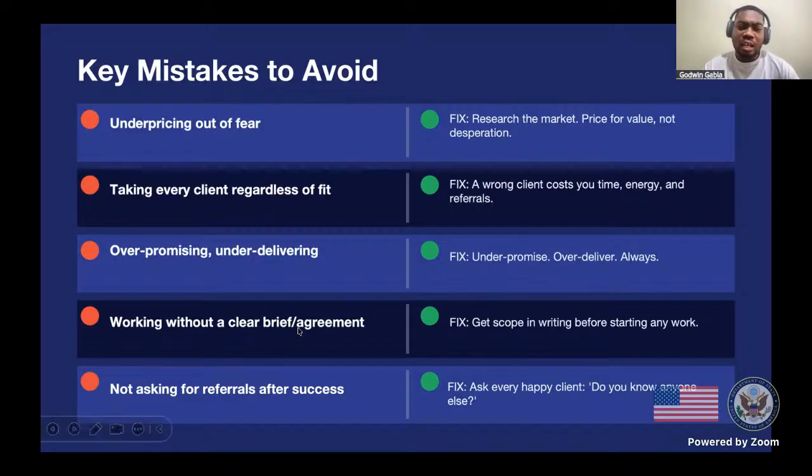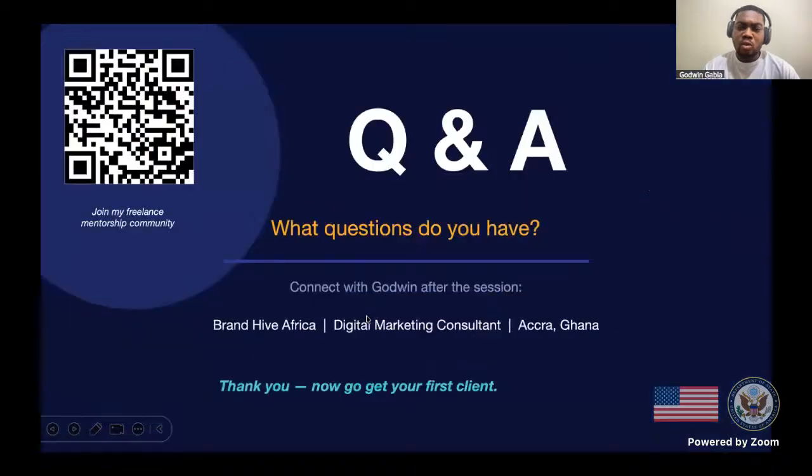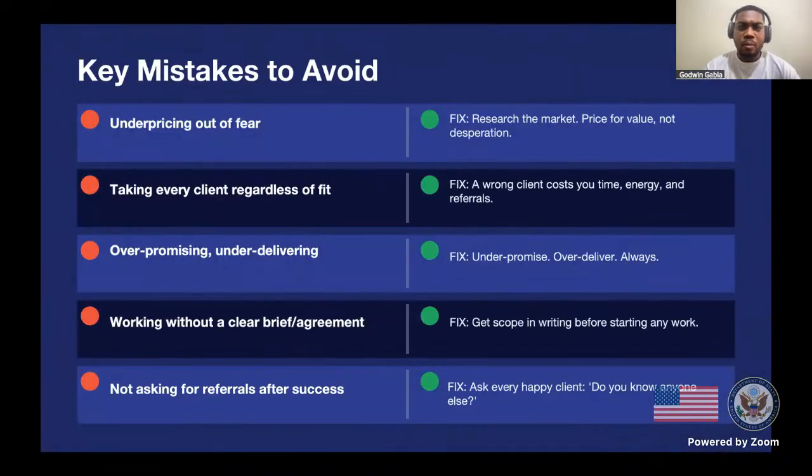They are working without a clear brief or agreement. This is what causes scope creep, right? Where you start a project and then the person is bringing on new things that were not discussed. So you want to have a clear agreement before you start. I am providing you this and that for this amount. And it should be documented and signed so that you're not dragged later for not having this agreement. It's very, very important. Do not start a project without a brief or without an agreement. You should have that in writing too, not just verbally.